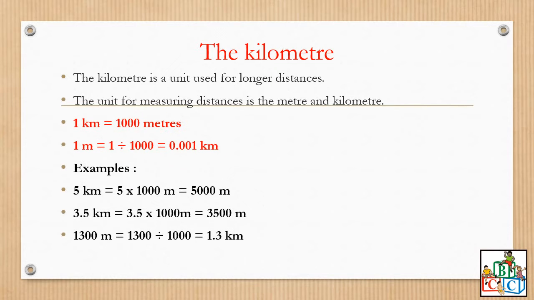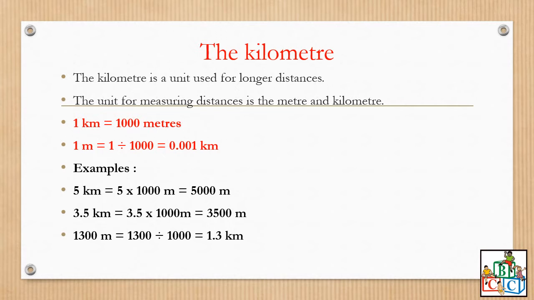Let us take a look at some examples which you are going to copy in your copybook. Whatever you're seeing right now, you're going to copy in your copybook. 1 kilometer is equal to 1000 meters. We just saw that. So 1 meter is equal to 1 divided by 1000. Let us see some examples.